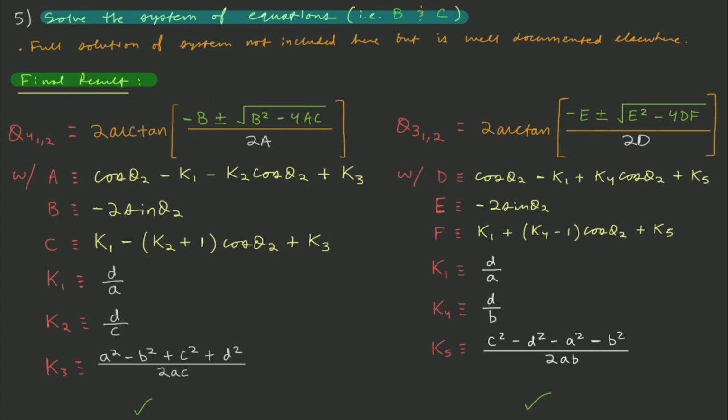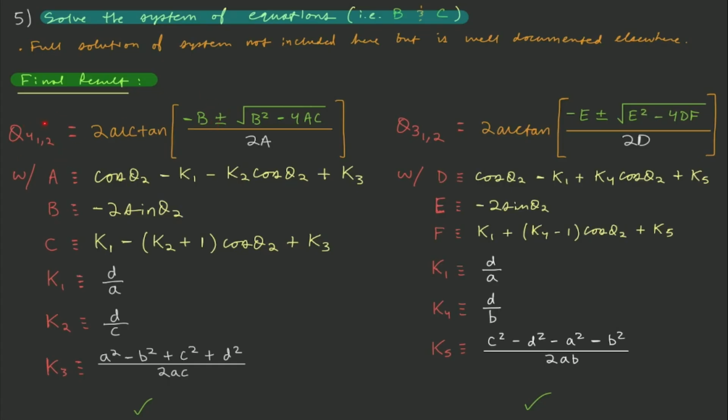These terms, capital A, B, C, D, E, and F, are encapsulations of more complex expressions. As you can see here, A is equal to this term, B is equal to this term, C is equal to this term, using K1, K2, K3, and then D is equal to this, E is equal to this, F is equal to this, using K1, K4, K5. Now the question is, I have a theta 4 equation and a theta 3 equation, so what are the subscripts? Because it's in the form of a quadratic solution, you have a plus or minus. The plus solution represents one answer, 1, and the minus solution represents another, 2, in both of these terms.